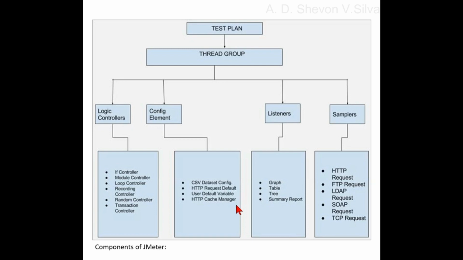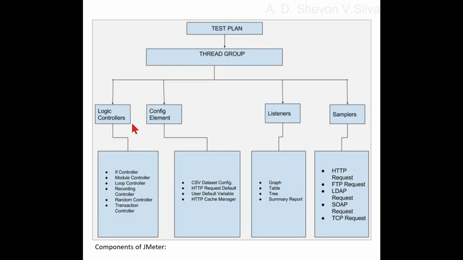HTTP cache manager and HTTP cookie manager are used in making JMeter behave like a real-time browser. HTTP cache manager can clear the cache after each request, whereas the other one can manage the cookie settings.